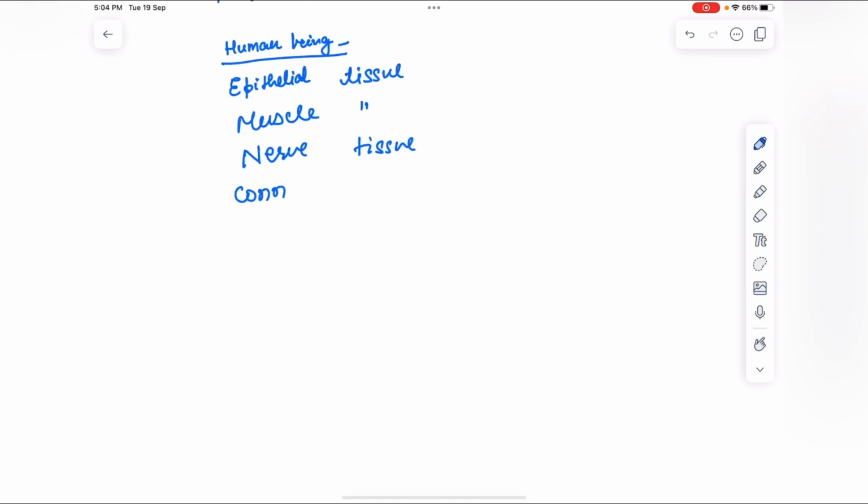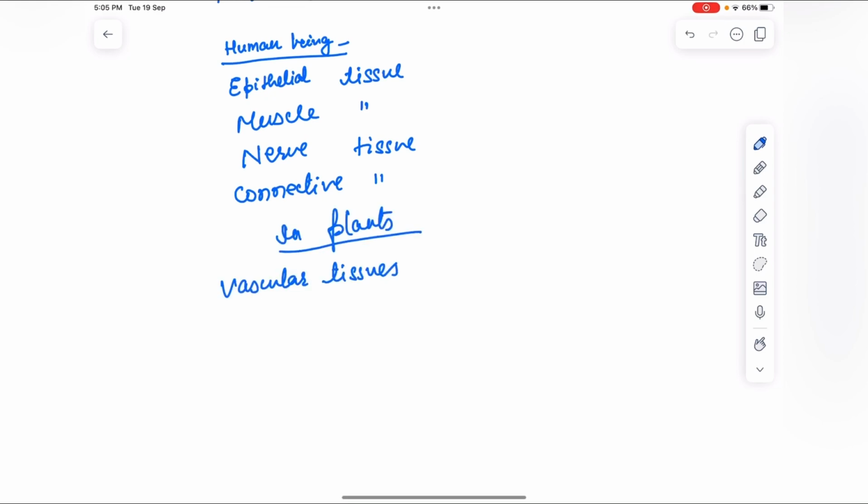So these are the different tissues present in human beings, and all of these have different functions. Like epithelial, I told you that it is the outermost covering of the body, like the skin. Muscle cells, by which contraction brings about movements. Nerve cells carry messages. Blood flows and transports oxygen, nutrients, hormones, waste products, etc. In plants, vascular tissues conduct food, water and minerals from one part of the plant to another part.